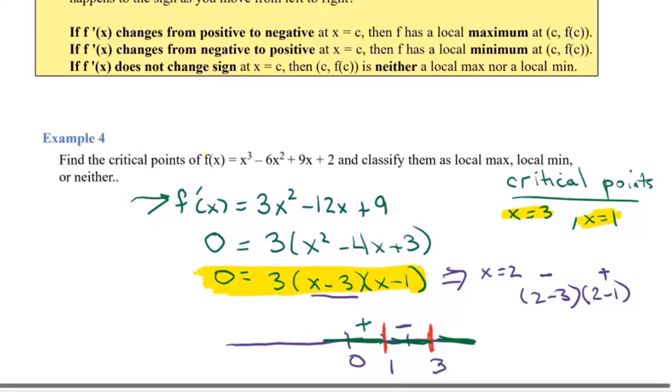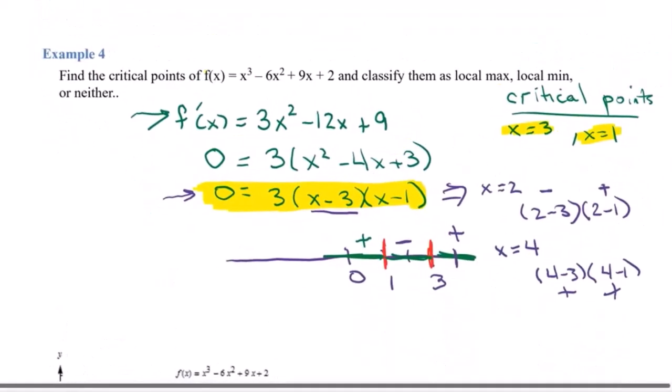Then we have one more interval. Let's pick 4, because that's on the right side. So we're going to pick x equals 4. When I plug 4 into this function, I get a positive times 4 minus 3, so this is positive, and this is 4 minus 1, so this is positive. A positive times a positive is a positive. Now we have something to work with.